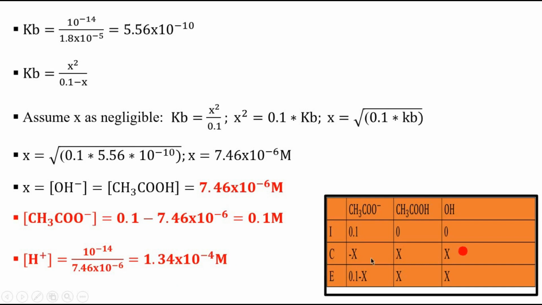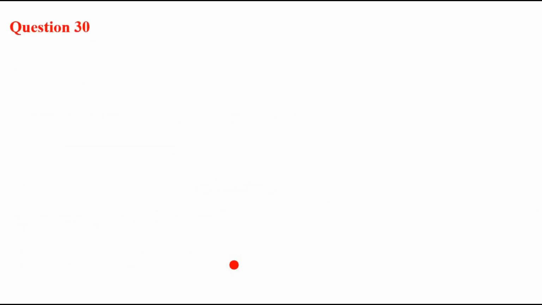So this is how the table looks like. That means the acetate will be equal to 0.1 minus x. This one will be x, and hydroxide will be equal to x. And you have determined the x. Let's end on question 30. Let's end today on question 30.